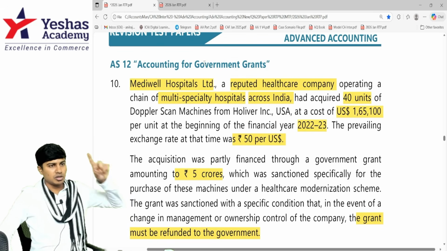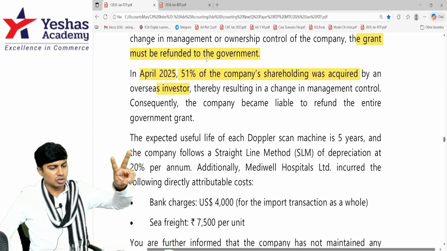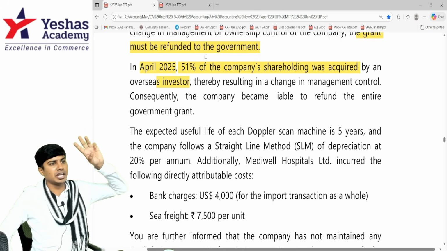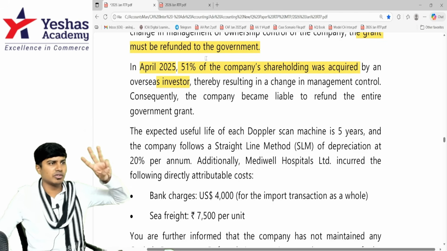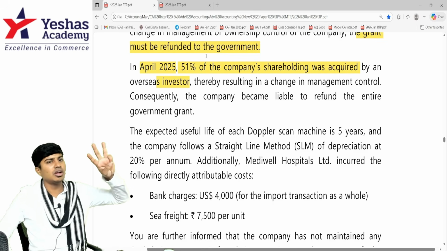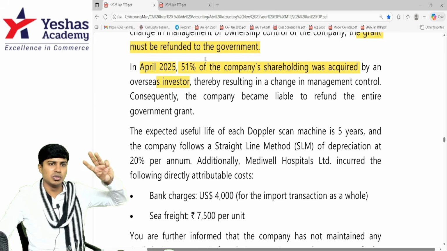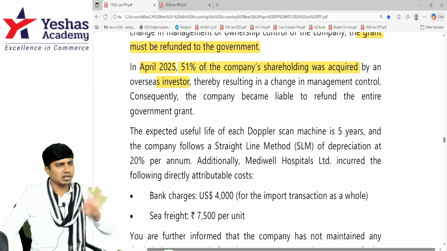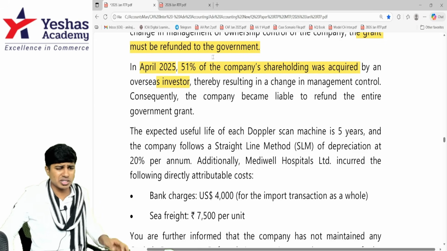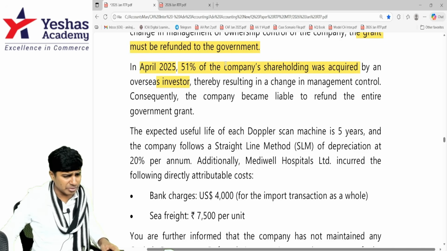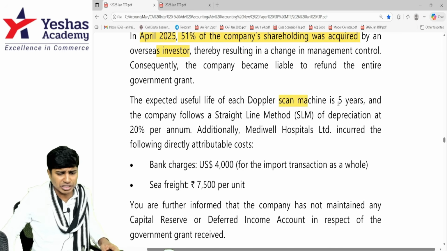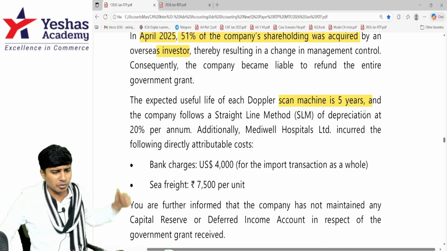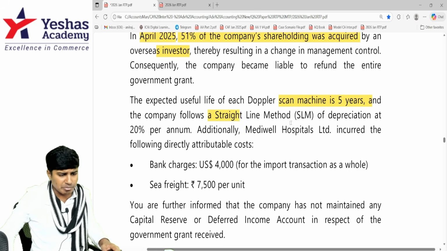22-23, 23-24 you will do, and in 2025 April beginning only. 24-25 also will do. 22-23, 23-24, 24-25, 3 years you will use. 4th year beginning only refund. Why? Because there is change in management. The expected useful life of the machinery is 5 years. So 3 years will provide depreciation under SLM basis.